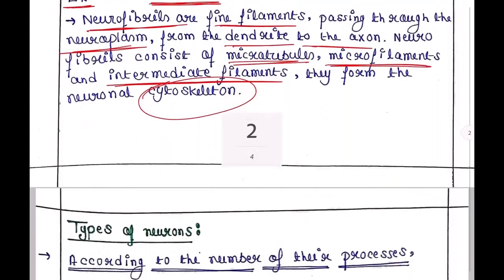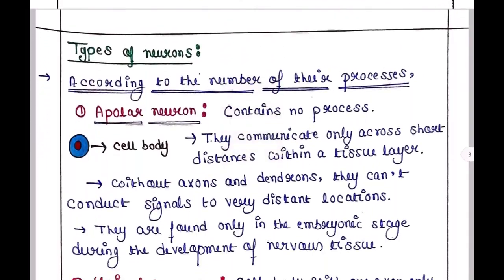Okay, so types of neuron. So according to the number of their processes, neurons are of different types. You know that the processes mean here axon and dendrite or dendron. So these are the processes of neuron. Now according to the number of these processes, neurons are of different types.